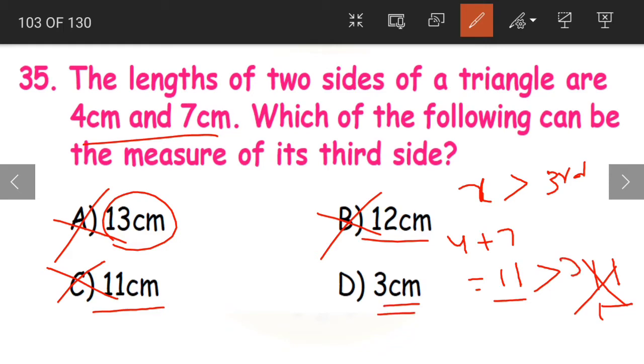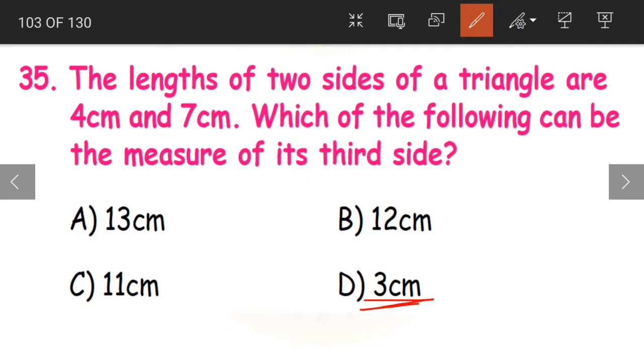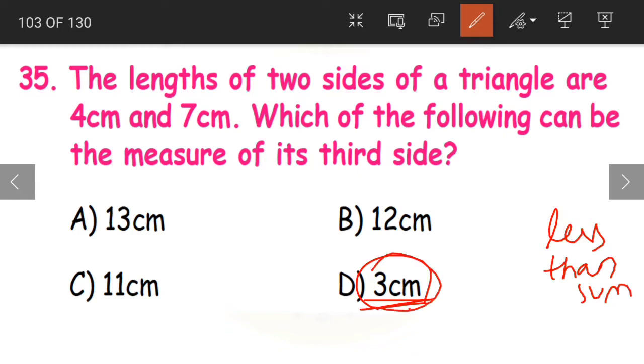Now coming to the last one, 3 centimeters. Is 11 greater than 3? Yes, it is greater than 3. So 3 centimeters becomes our correct answer. Clear, children? The measure of the third side is always less than the sum of the lengths of the other two sides. So here we have only 3 centimeters which matches that condition.